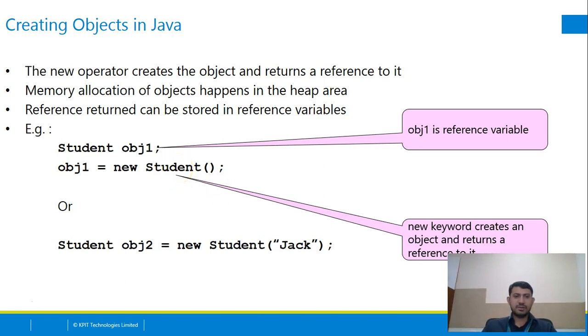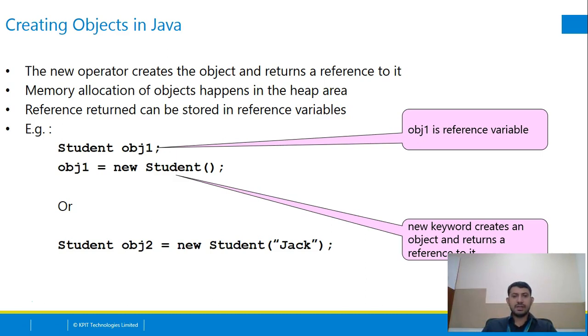In the last video, we understood how to create an object. In Java, the object is created using the new keyword. You can see here in this example, Student obj1 is just a reference variable which holds the reference of that object, and obj1 = new Student(). At this second statement the actual object is created, and this object is created onto heap memory. These two statements can be combined into one statement by using Student obj2 = new Student("Jack").